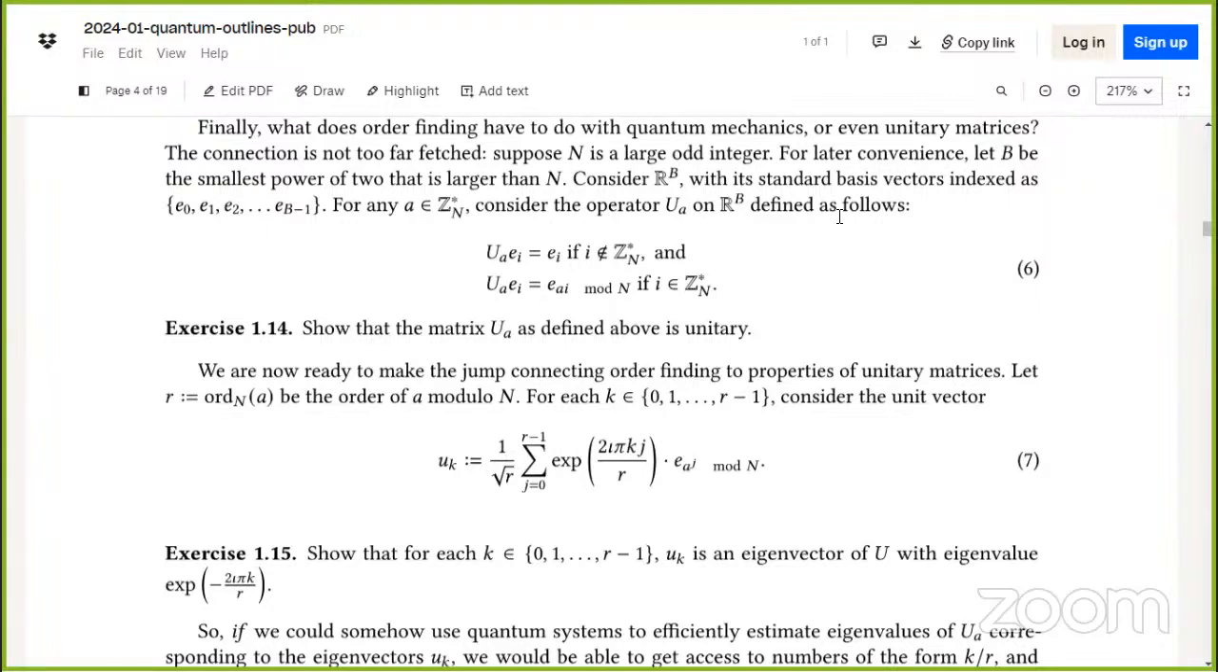Good. Then we also saw, it's easy to see actually, that each of these is an eigenvector of U. It makes sense because of what U does on these: it just takes j to j plus 1. And j plus 1 is also taken modulo r.